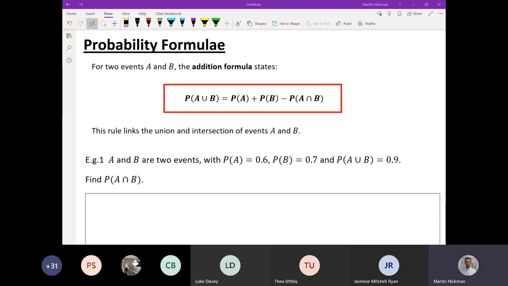Right, no questions. Okay, so let's just move on to probability formulae. So this is actually good. There's quite a lot in this lesson. So if I'm going a bit too long, I might possibly miss the last past paper question, but let's see how we get on.